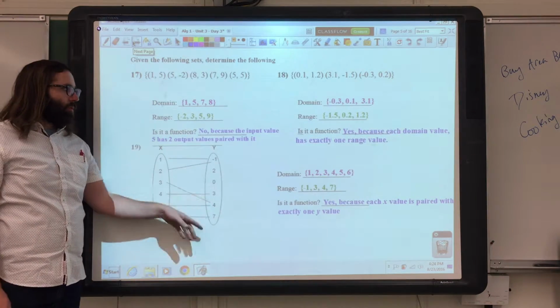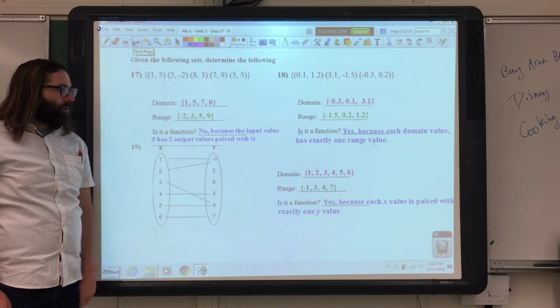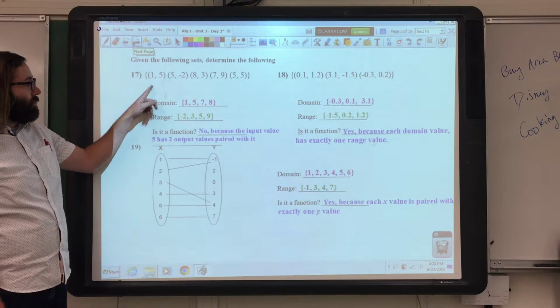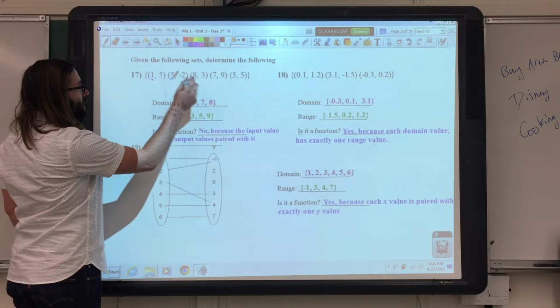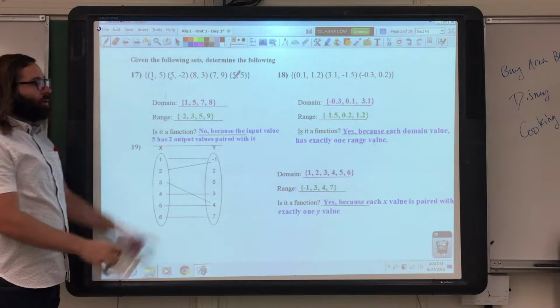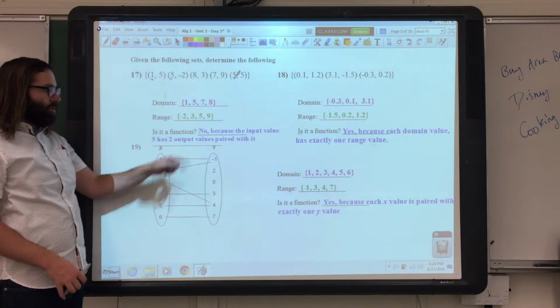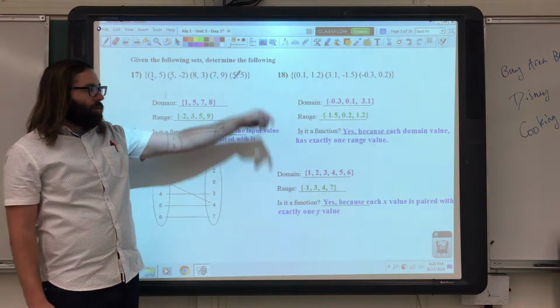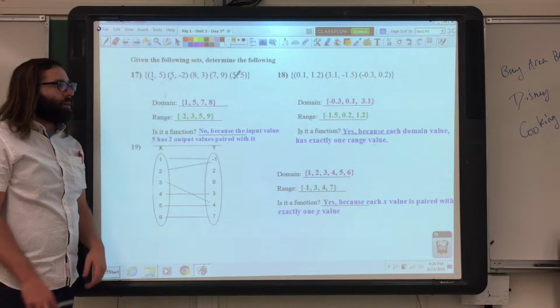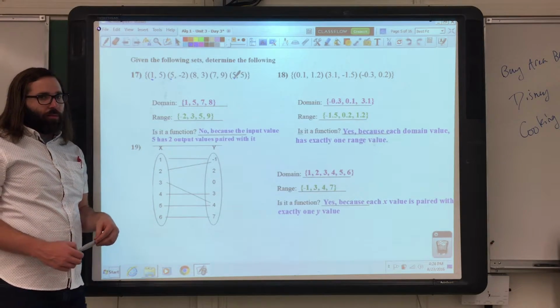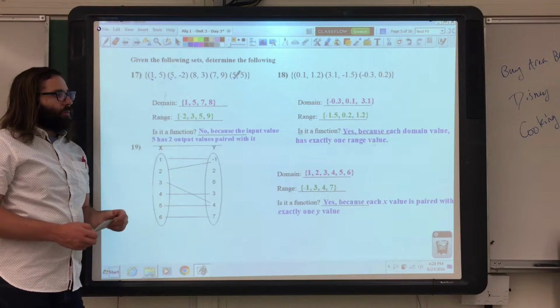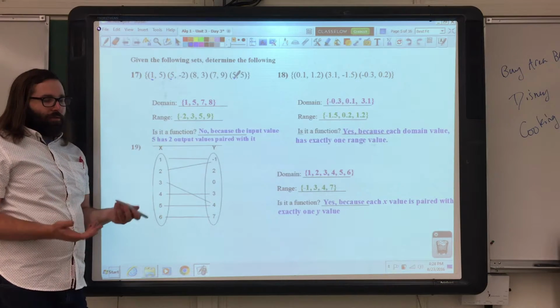Okay, this is just review. X values, Y values, any of these overlap. 1, 5, oh, we got 5 over here. We have some duplicate X's, so it's not a function. You look over there. Okay, this one is just decimals, but it's still the same thing. There's no duplicate X's, so it is a function.